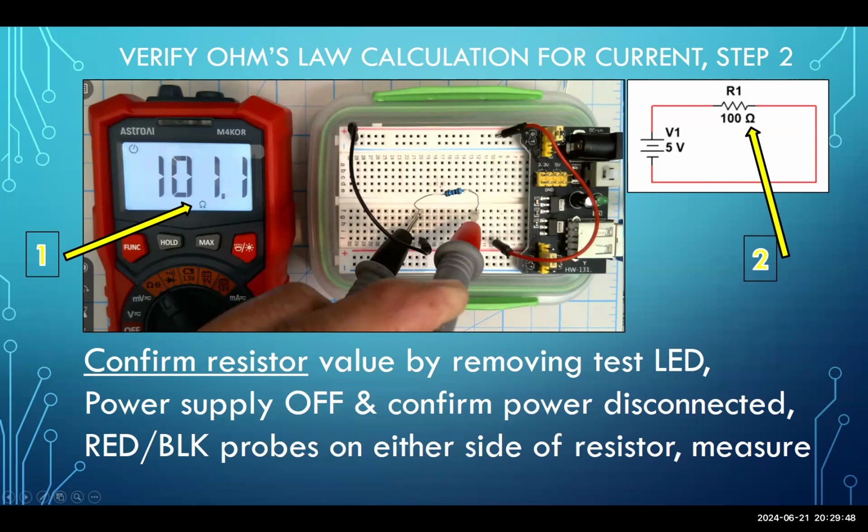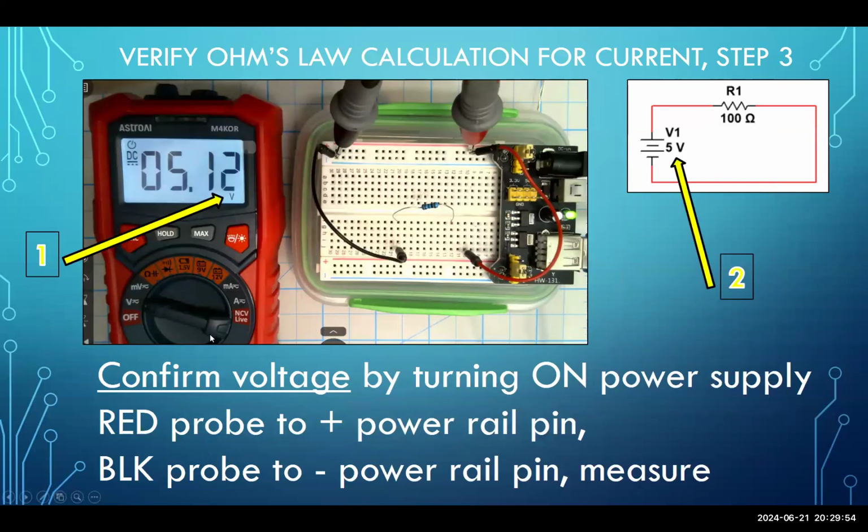Then after you've confirmed the resistor value following these steps, what you're going to do is confirm the voltage. How do you confirm the voltage? You turn the power supply on. And again, there's a break in the circuit. There is no connection between this jumper wire and this resistor, purposefully left broken.